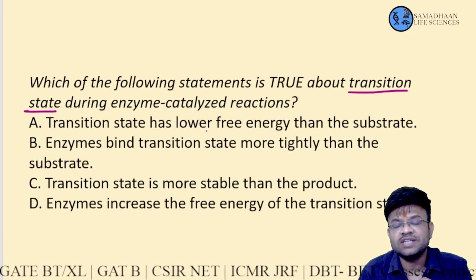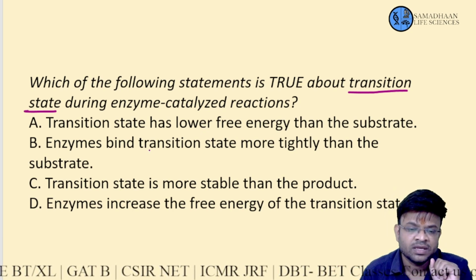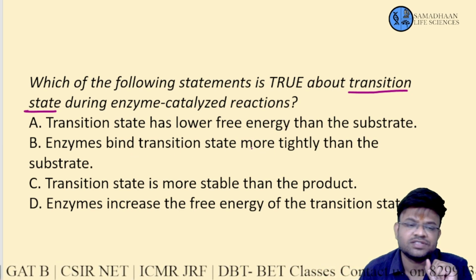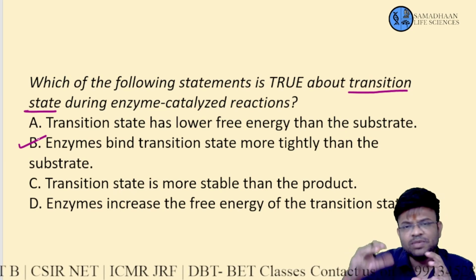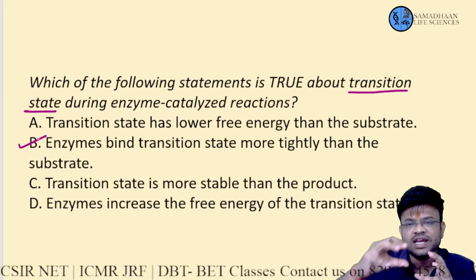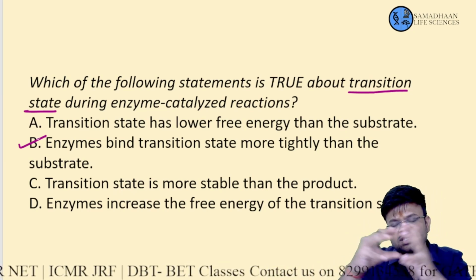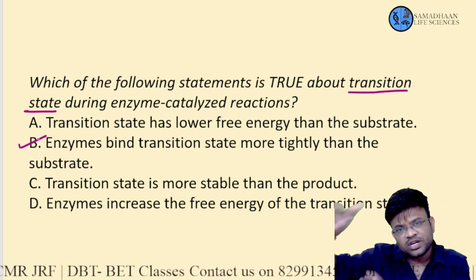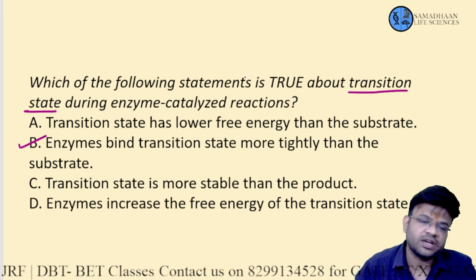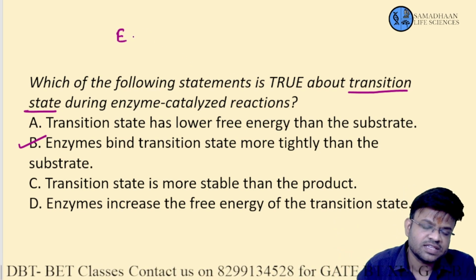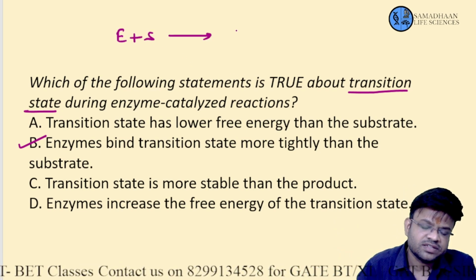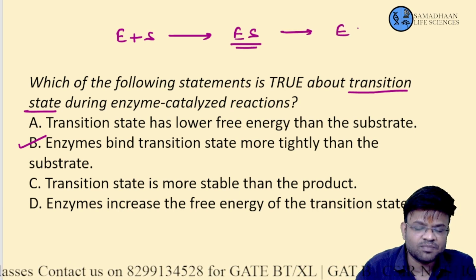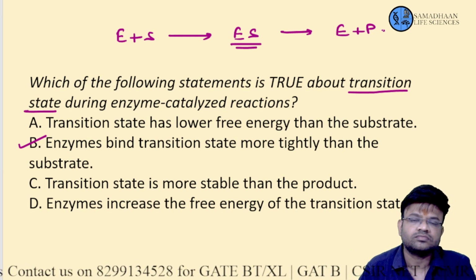No, transition state has the highest free energy. Next, enzyme binds transition state more tightly than the substrate. True. Enzyme will be binding the transition state because enzyme will be binding the substrate very tightly at this particular point, because after this point only the enzyme will be getting converted into product. Something like this: enzyme plus substrate. Enzyme substrate complex has been formed in the transition state, and finally enzyme plus product will be released.